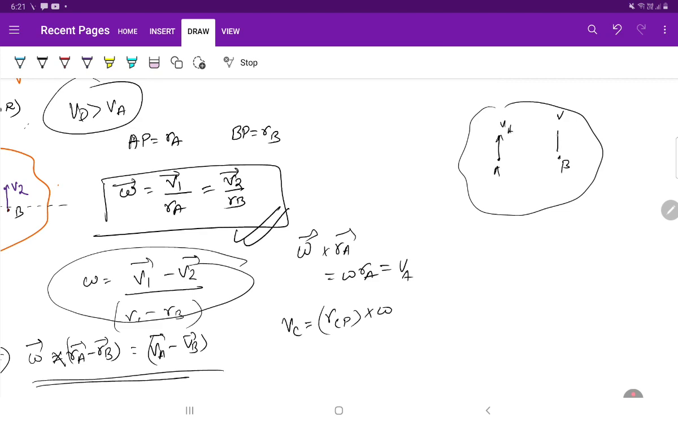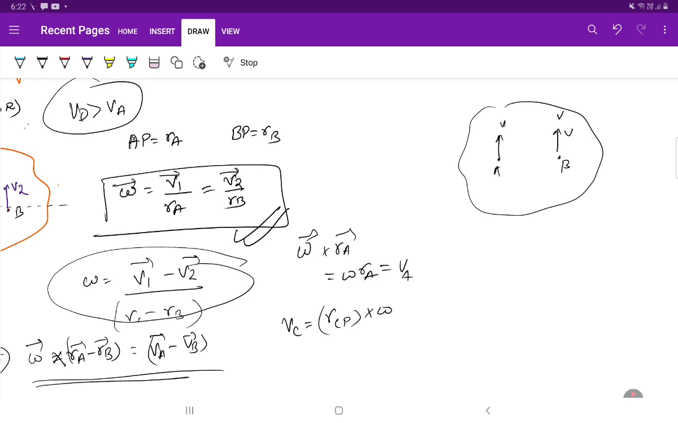But if both points have the same parallel velocities, suppose consider two points, both with the same velocity v, then we cannot define the center of rotation, because the body is translating, it's not rotating. In rotation, the points have different velocities if they lie on the same line parallel to the line connecting the instantaneous center of rotation and the point on the body. Hope you get it.